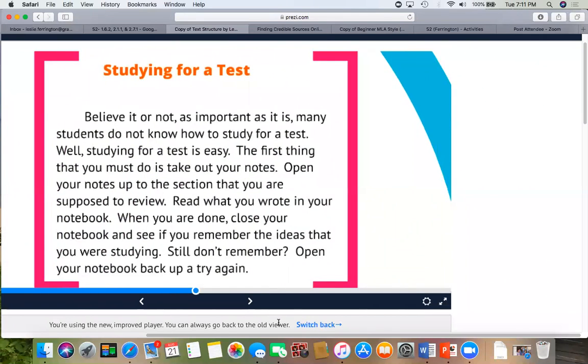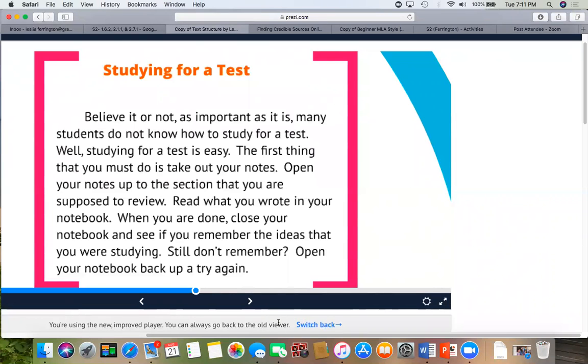Okay, studying for a test. So believe it or not, as important as it is, many students do not know how to study for a test. Well, studying for a test is easy. The first thing that you do is take out your notes, open your notes up to the section that you are supposed to review. Read what you wrote in your notebook. When you are done, close your notebook and see if you remember the ideas that you were studying. Still don't remember? Open your notebook again.